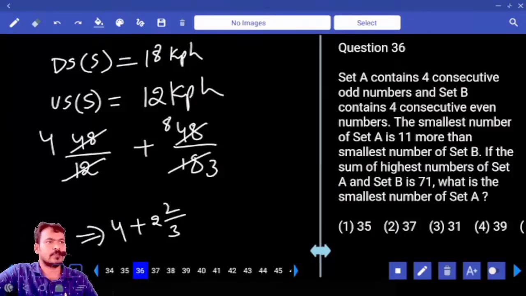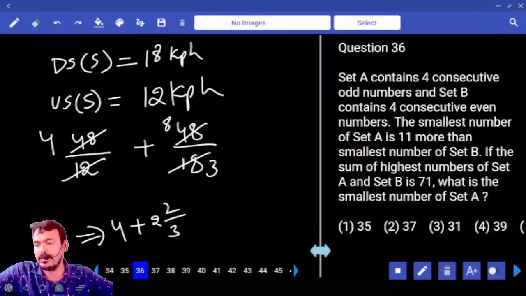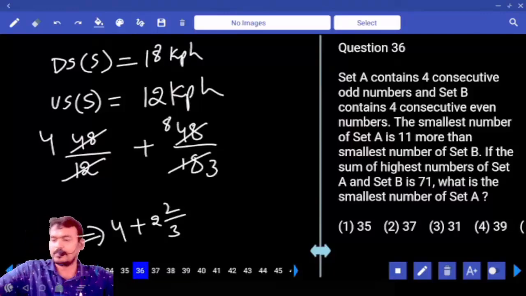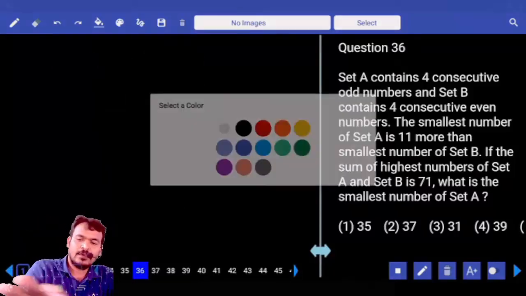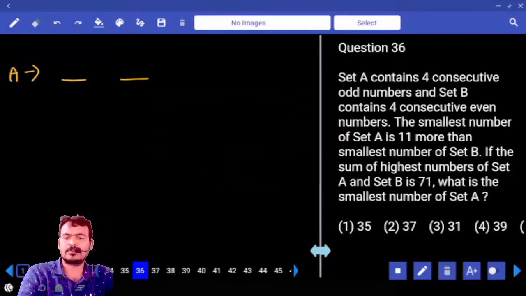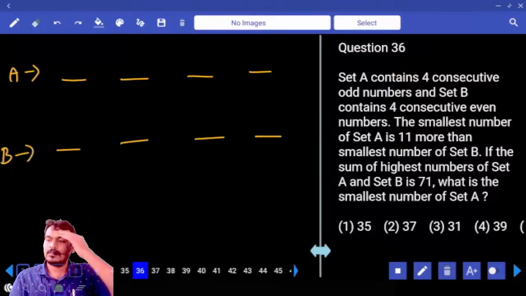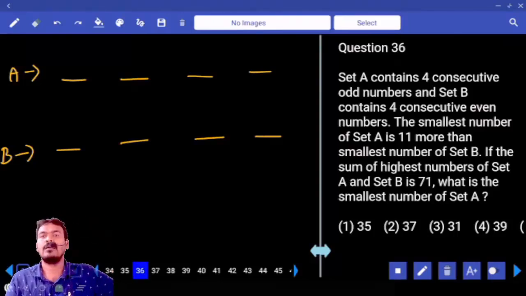Question number 36. Set A contains 4 consecutive odd numbers and set B contains 4 consecutive even numbers. The smallest number of set A is 11 more than the smallest number of set B. If the sum of the highest numbers of set A and set B is 71, what is the smallest number of set A? In set A, all are even numbers or odd numbers? Odd numbers. Total how many? 4 odd numbers. And set B, all are even numbers, 4 of them. The smallest number of set A is 11 more than the smallest number of set B.